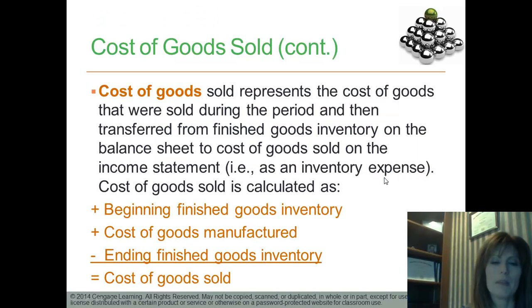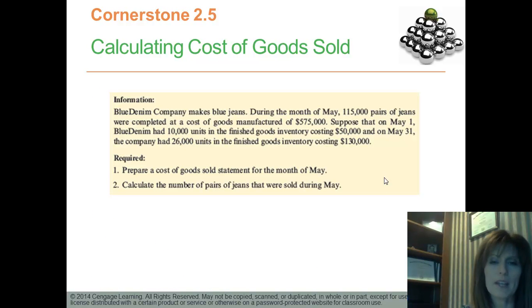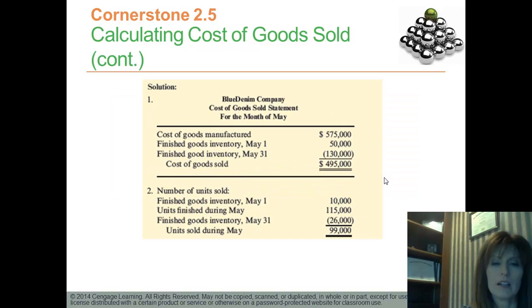Should look familiar. Beginning finished goods plus what we added minus our ending gives us our cost of goods sold. So if you notice, we keep just changing the words in the formula, but the formula is the same thing. What did I start with? What did I add? What did I have left over? So again, with the blue denim, we're going to come up with what the cost of goods sold statement would look like.